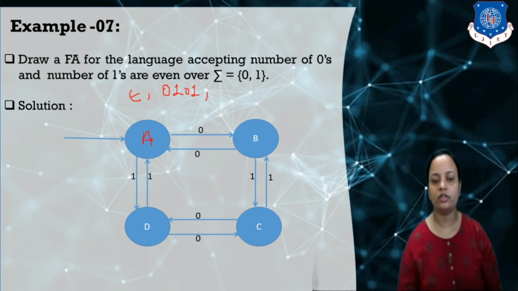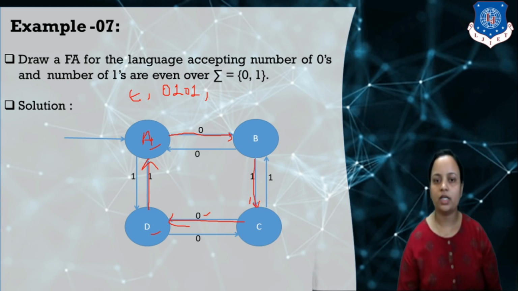So here I have drawn the FA like this. From state A on getting 0 we move to state B. From state B on getting 1 we move to state C. From state C on getting 0 we move to state D. From state D on getting 1 we move to state A.